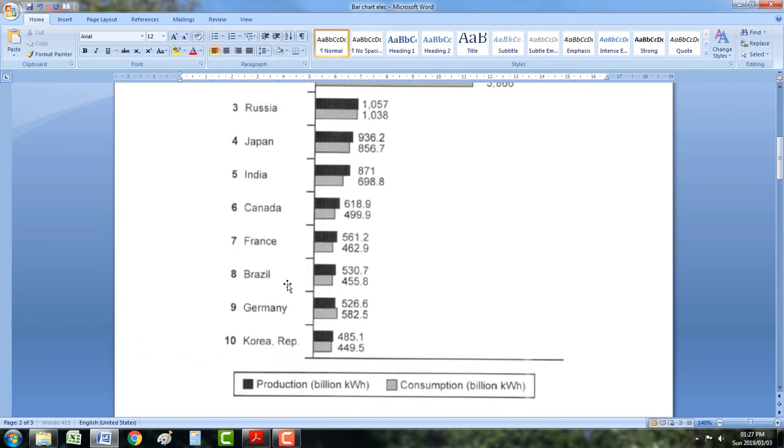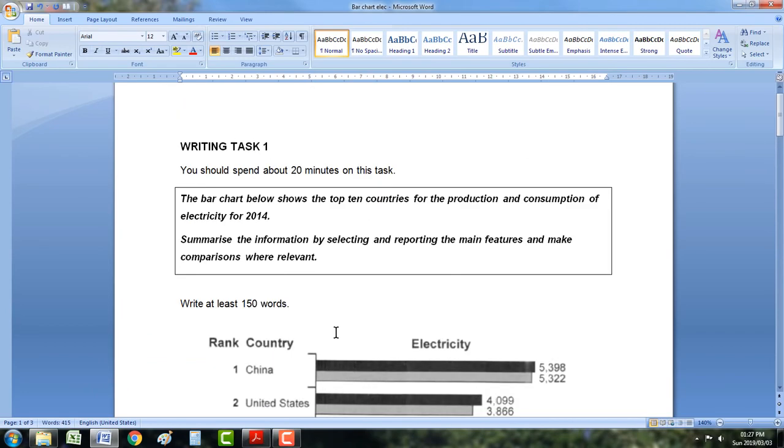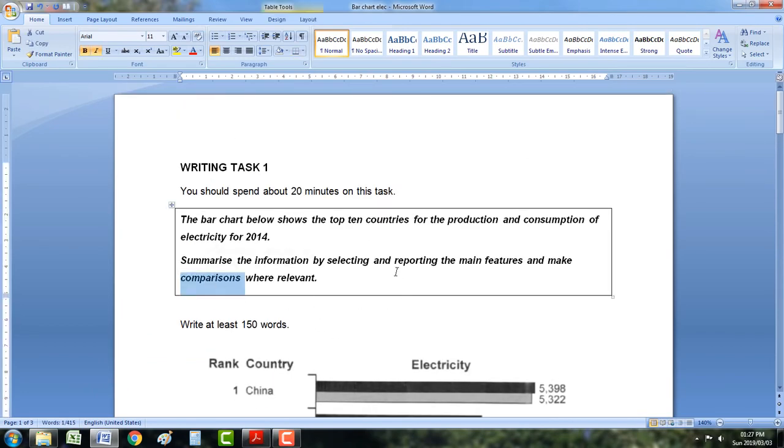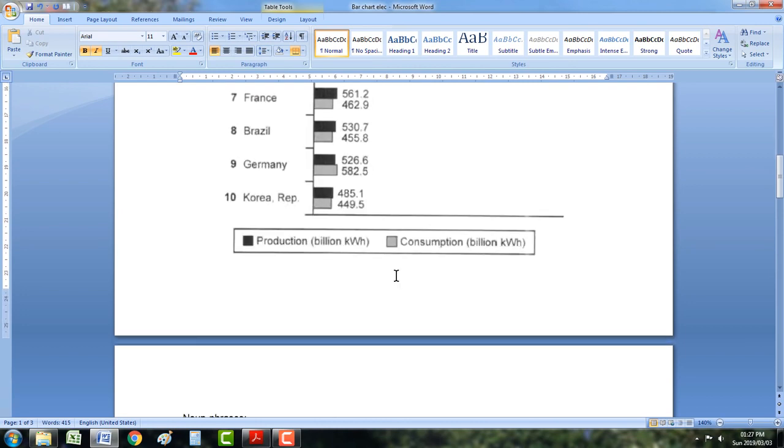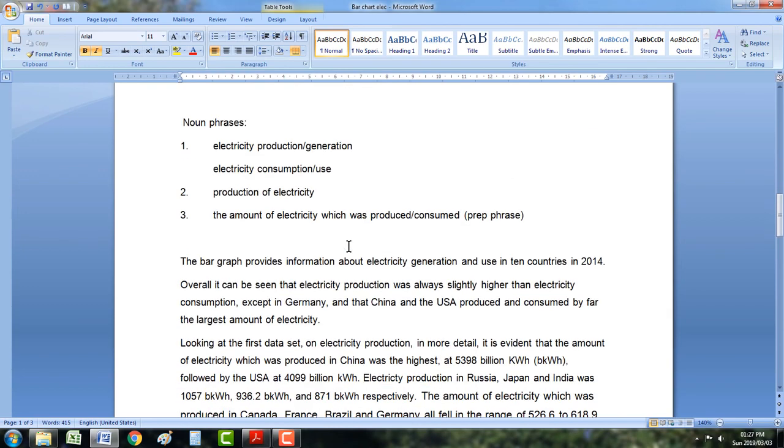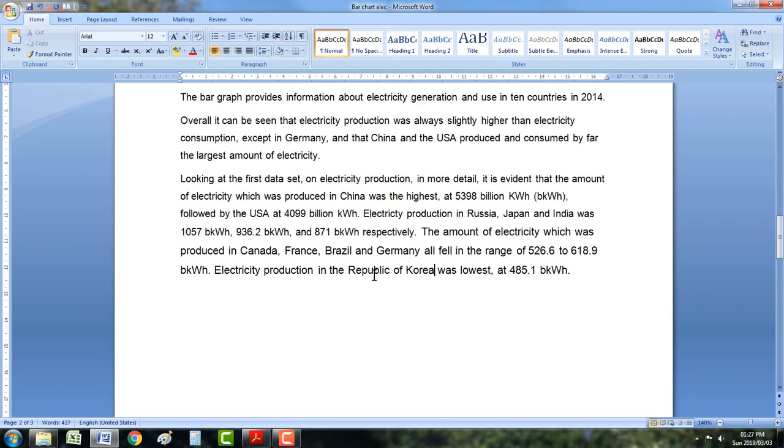Then I'll just want to mention the lowest one, because remember, they are asking for comparisons. So if you can say the highest and the lowest, it's good. So Republic of Korea was 485.1. Electricity production in the Republic of Korea was lowest at 485.1. Actually, I think I'm going to add a finally here just for some linking language.